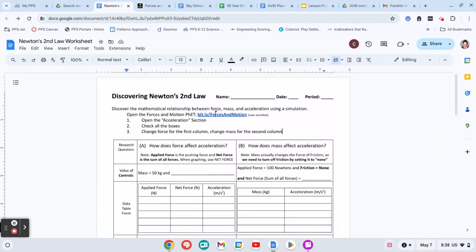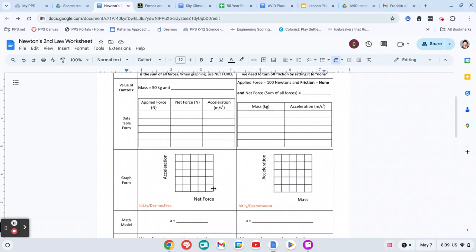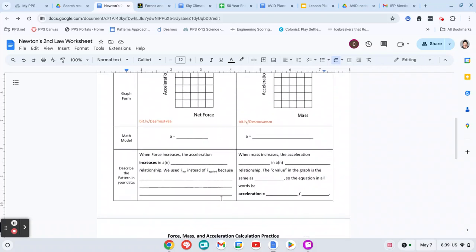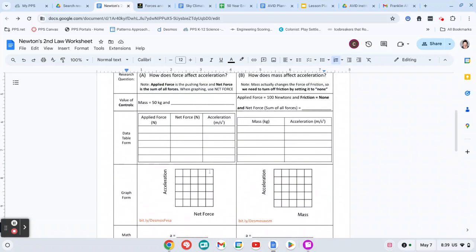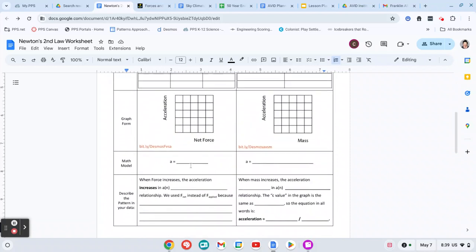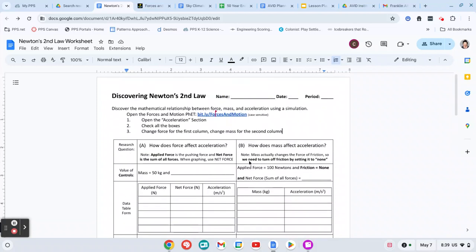So what I'm going to do in this video is show you how to set up this simulation, and then I will walk you through how to start collecting data for this particular question: how does force affect acceleration? And get you started with graphing. You will then be able to finish up the rest of the data collection, find the mathematical model once you have all of the data, answer that question, and you're going to be entirely on your own for part B: how does mass affect acceleration?